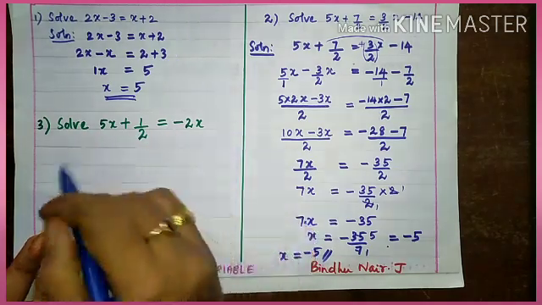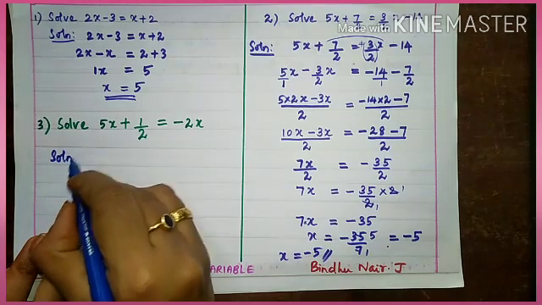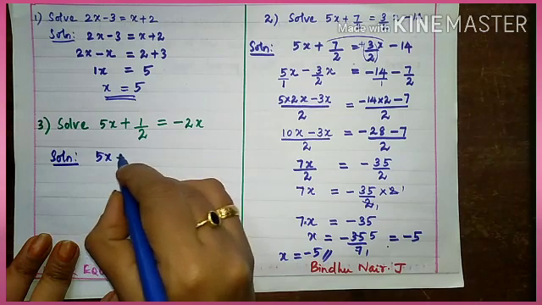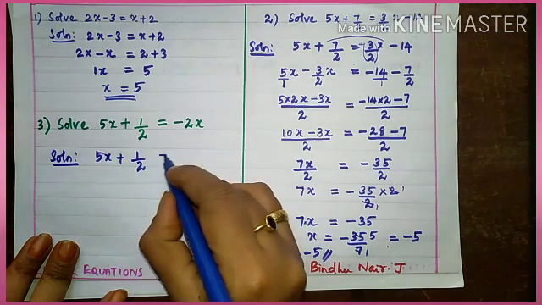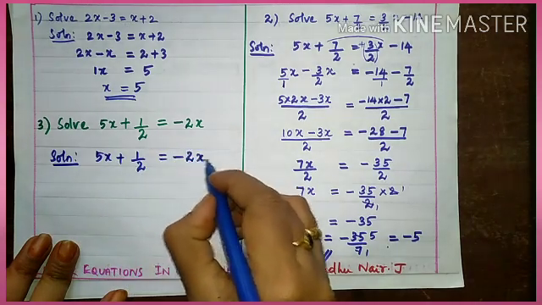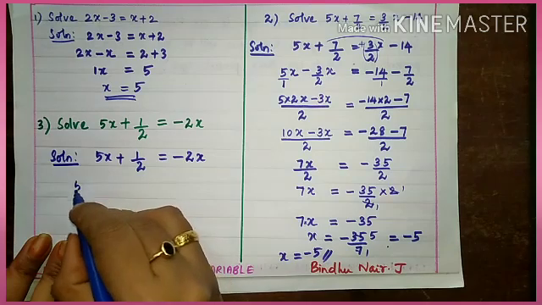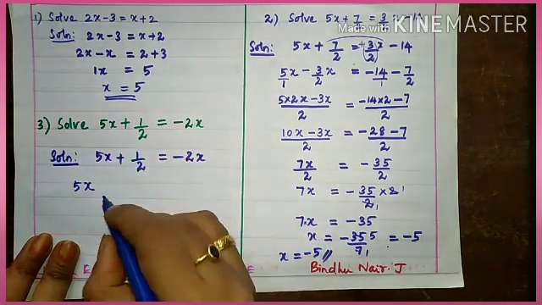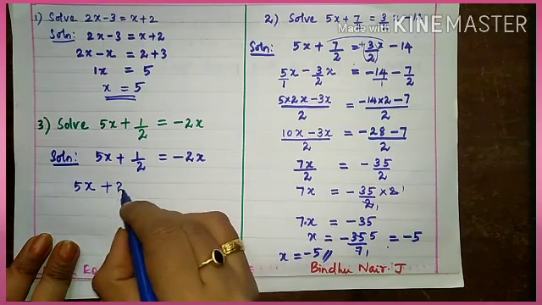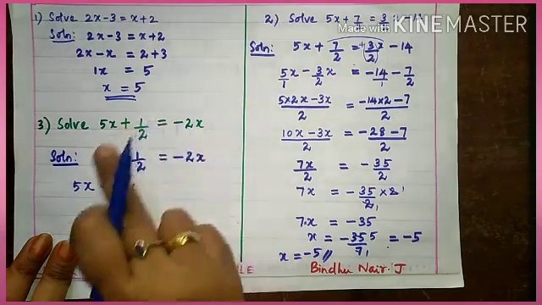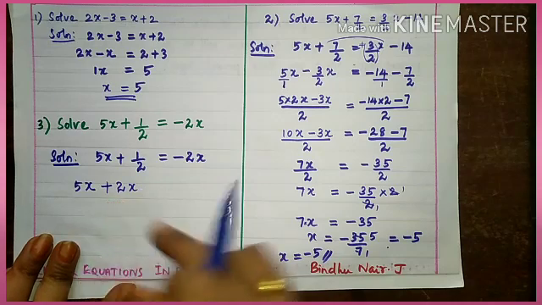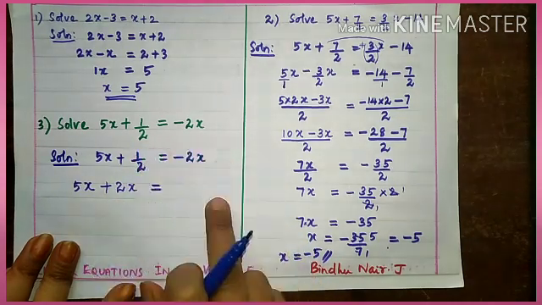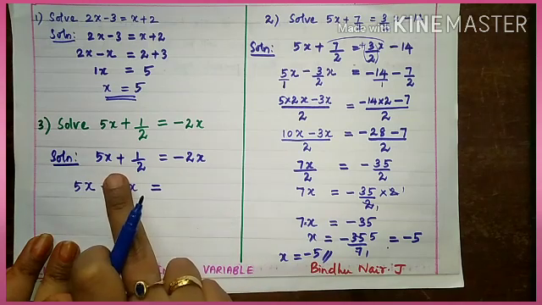Okay. So start the solution. Write the equation once again: 5x plus 1 by 2 is equal to minus 2x. And what did I say? This becomes 5x, minus 2x I am taking to the LHS, so plus 2x. Negative when transposed becomes positive, equal to this 1 by 2 I am taking to the RHS. What is the sign of 1 by 2?